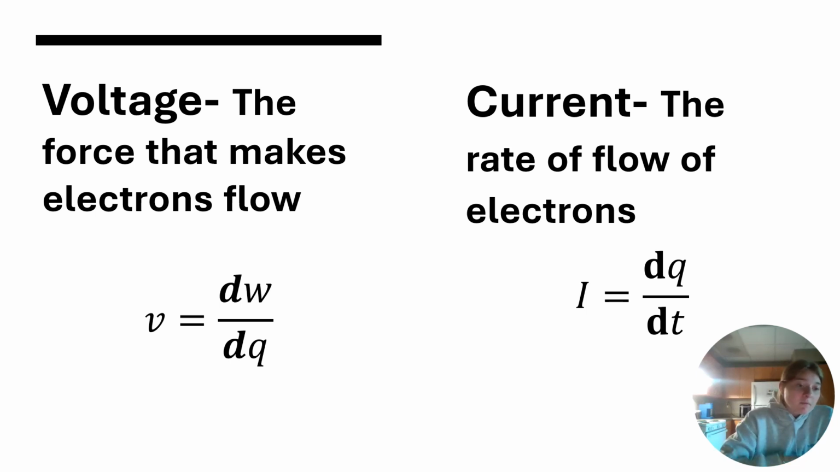So voltage is the force that makes electrons flow. This can be mathematically written as V equals dW over dQ, which is the voltage is equal to the small change of energy, which is dW, over the small change of charge, which is dQ. To add to knowing what voltage is, we also have to know current, which is the rate of flow of electrons. This is shown by the expression I equals dQ over dt, where dQ is the flow of the charge per unit time. And then both current and voltage hold a place in Ohm's law, which will appear later.